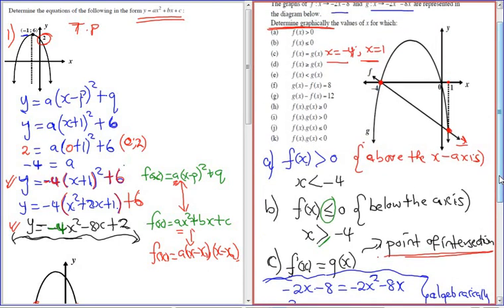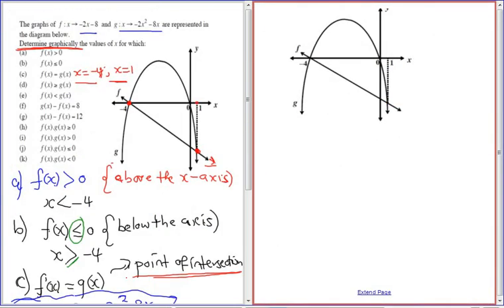Okay, so that is the point of intersection. Well, I'm running out of space here. Let me just copy this diagram quickly. Good. Okay, there we go. So we've got this here. We did up to C. So what will we do now at D?